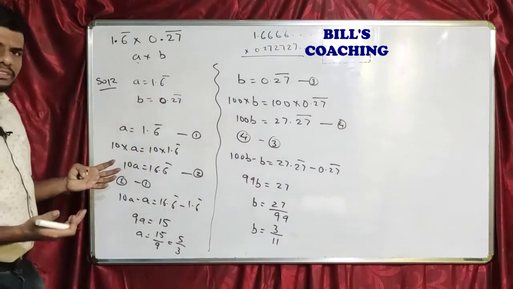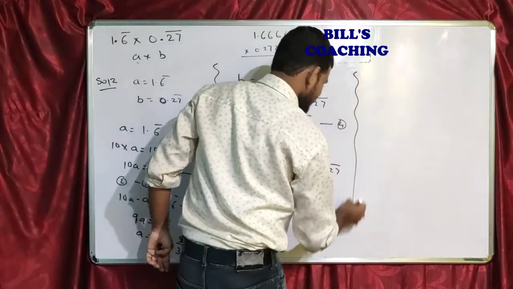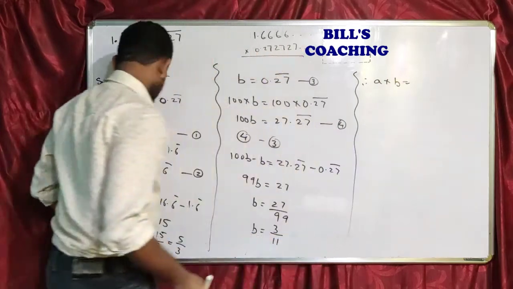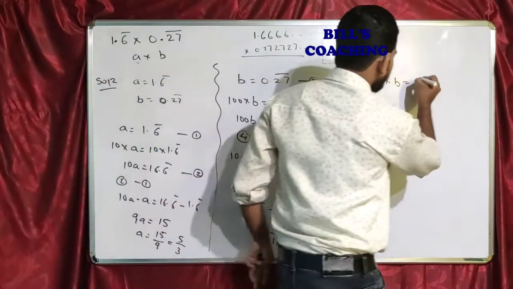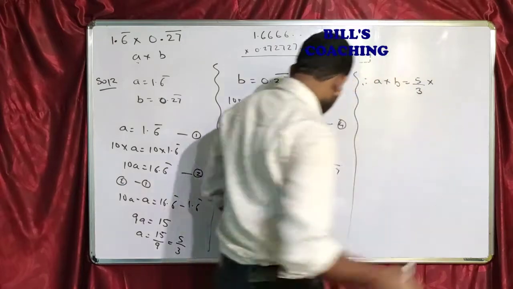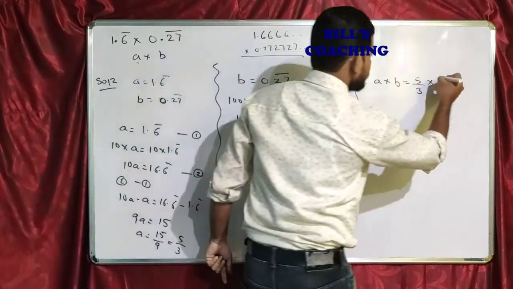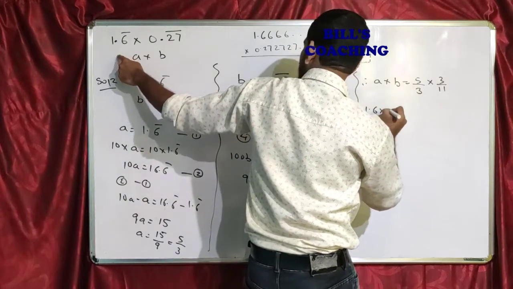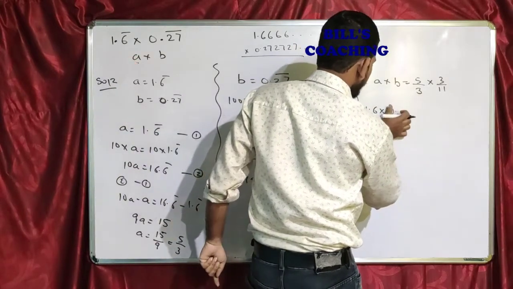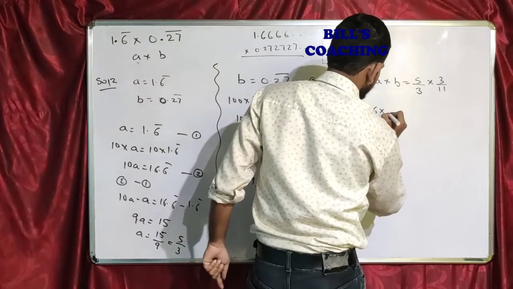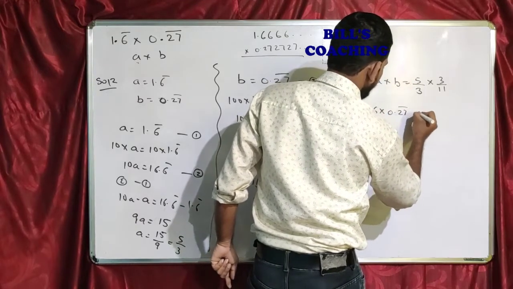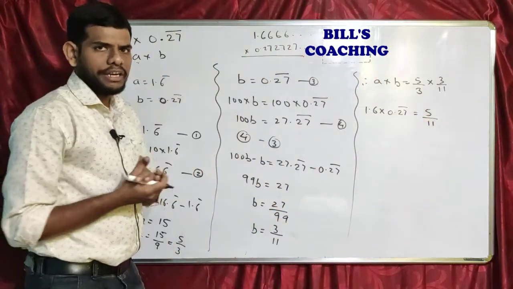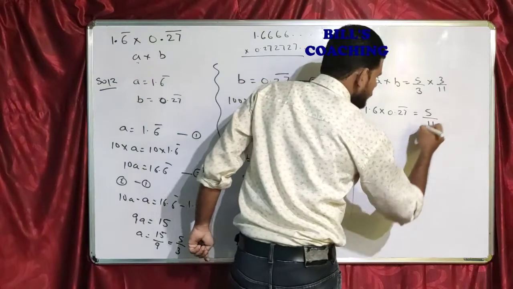We have A and B with us. Now we can find the solution. Therefore, A into B will be equal to, what is A? 5 upon 3, multiplied by B, which is 3 upon 11. So we'll get 1.6 bar multiplied by 0.27 bar will be equal to 5 upon 11. Right? Okay, now this is the answer.